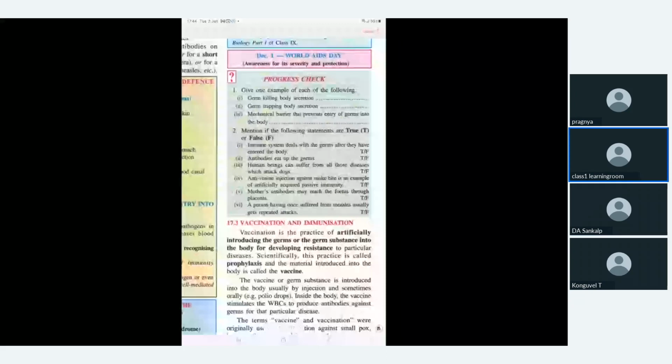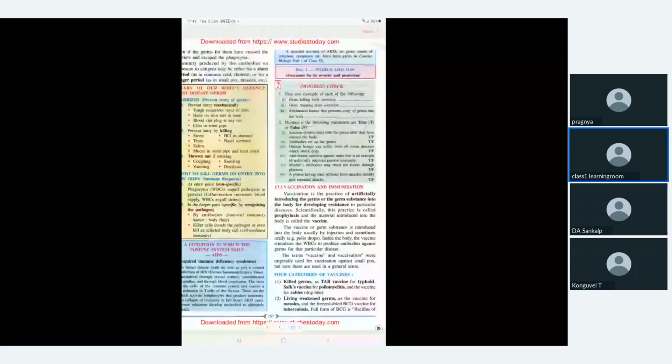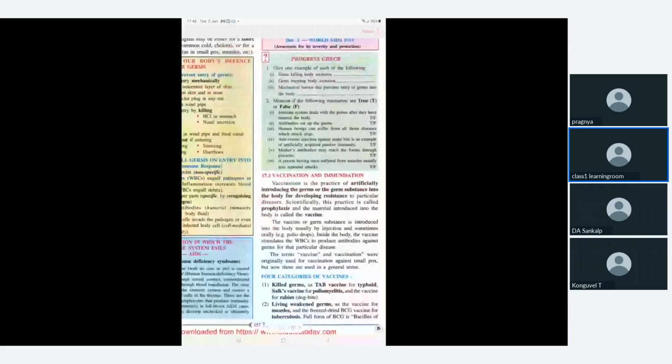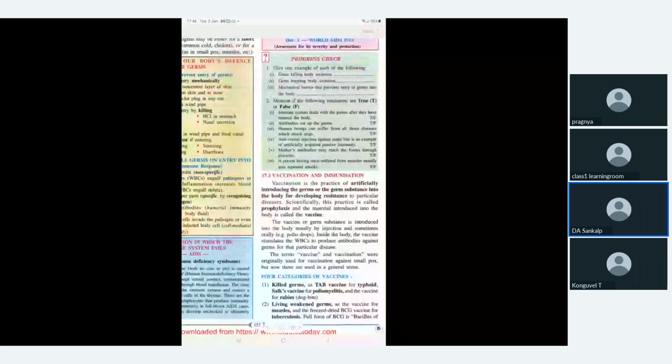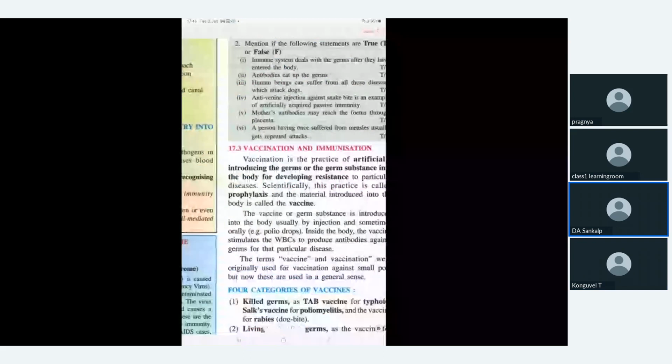So that's about AIDS. Now, there is one term called prophylaxis. What is it? Heard about this? No, sir. Prophylaxis means preventive measures. How you protect yourself from such kind of pathogens. That's what prophylaxis is. Like how do you protect yourself from disease?